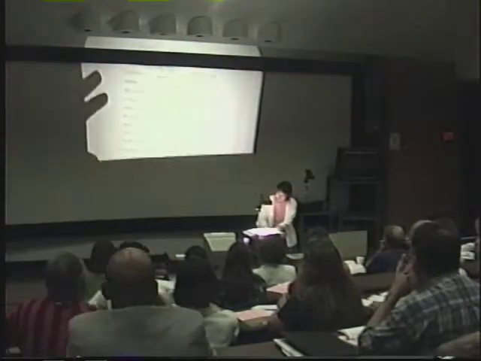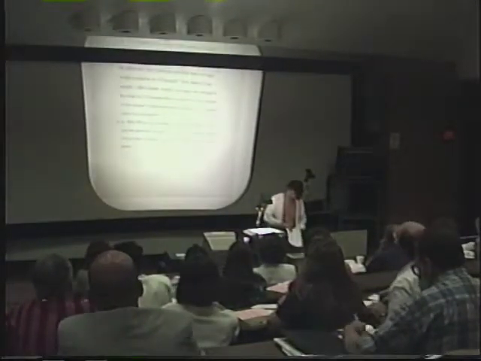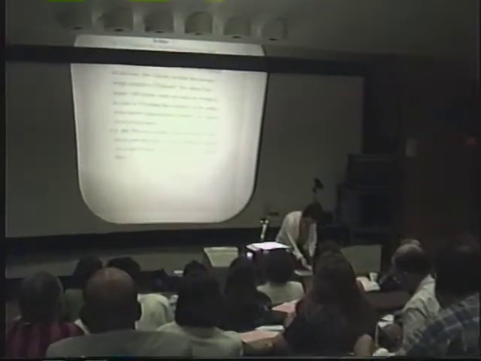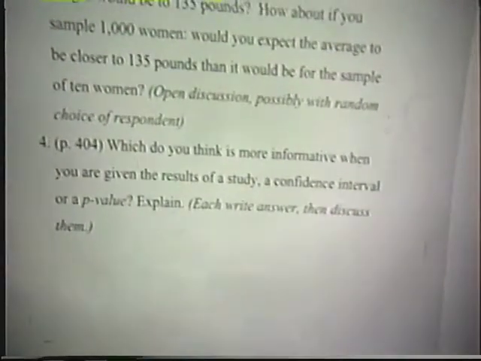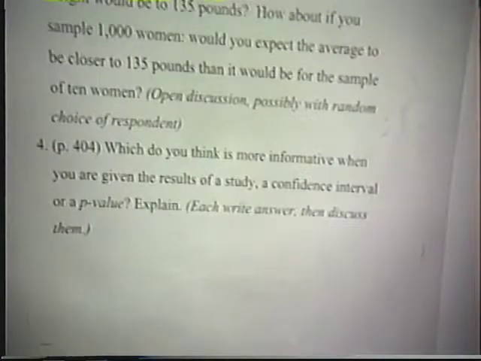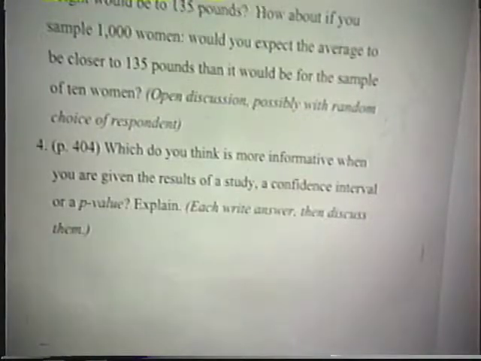Okay, this fourth one, I don't want you to write your answer, then discuss them. Now we're going to go back to the method that I switched on you, and this is to discuss it with a partner, and then we'll have a class discussion. So here's the question. Which do you think is more informative when you're given the results of a study? Confidence interval or a p-value? So I want you to discuss that with your partner or your group of 3 again, and I'll give you about 2 or 3 minutes to do it, and then again we'll open it up to class discussion.